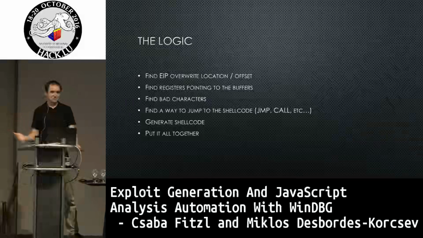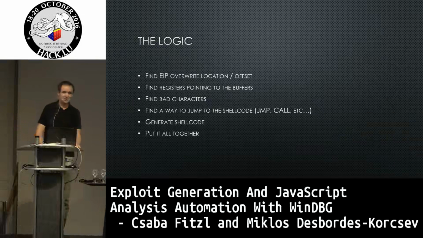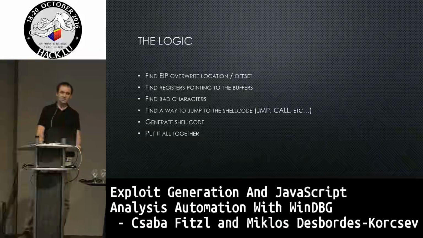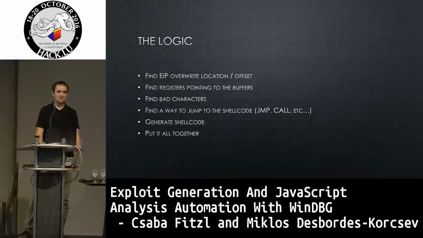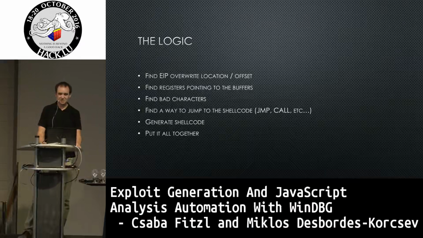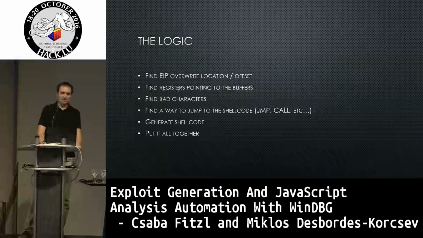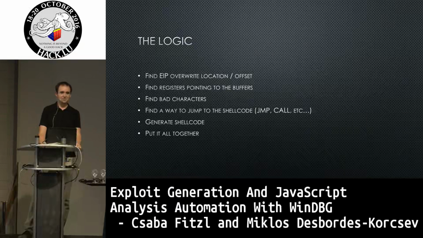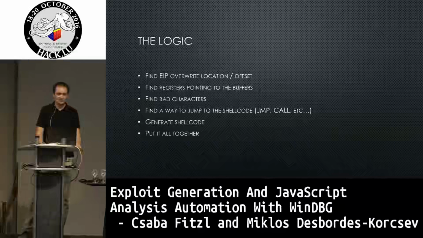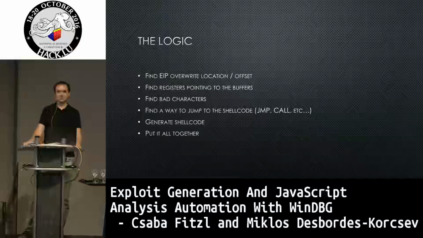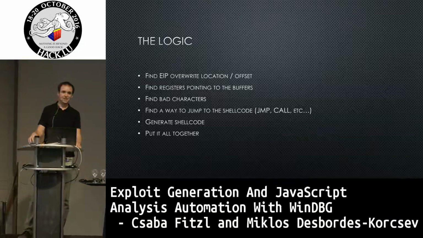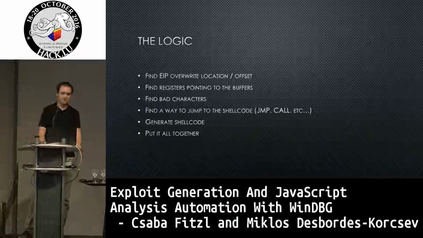It will find the EIP offset. It will analyze the memory. It will find registers pointing to your buffer. It will find all the bad characters, which are not supported by the application, or which can make your exploit not work. It will find ways to jump to your shellcode. It will try various methods like jumping to a register, calling the register, or pushing the register value and returning to it.